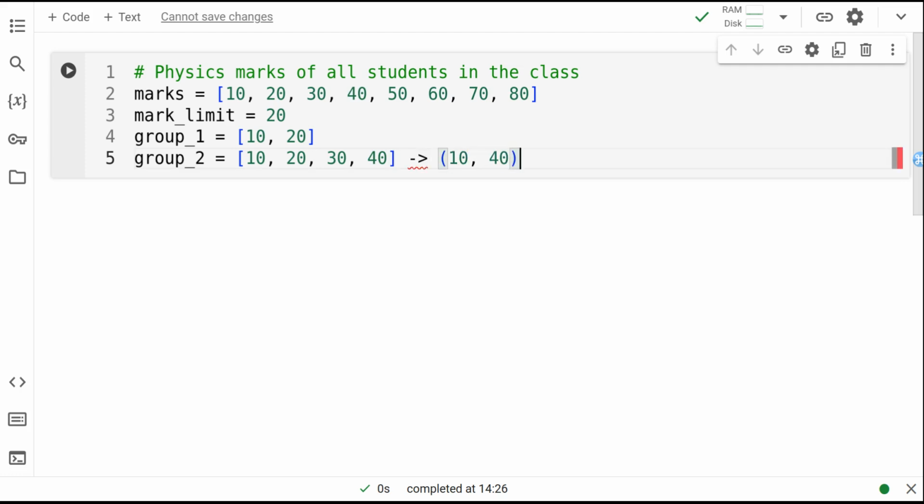Okay, so their difference is 30, which is greater than the mark limit. So this is not a valid group, so I have to stop at 30. So again, I'll state this. Just pause the video once again and think why this is a valid thing to do.